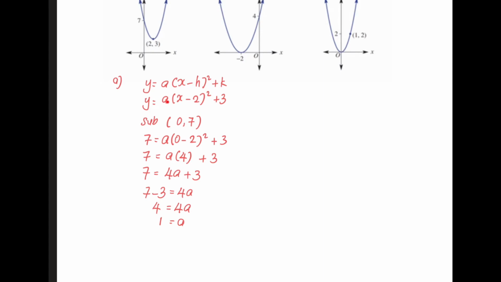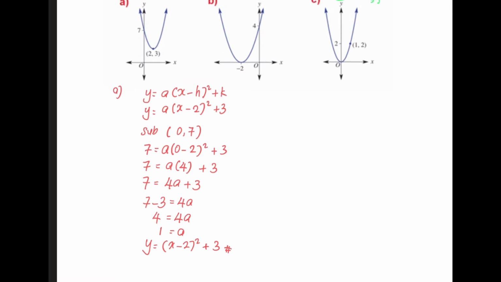So if you put 1, of course it looks a bit weird there. So if it is 1, just ignore it and no need to put anything. We just write like this: y equals, straight away, no need to write 1, bracket x minus 2 squared plus 3. So the 1 is not required. Okay, so we put it in this way, and that's all. The equation is just like this. Now let's look at B then.